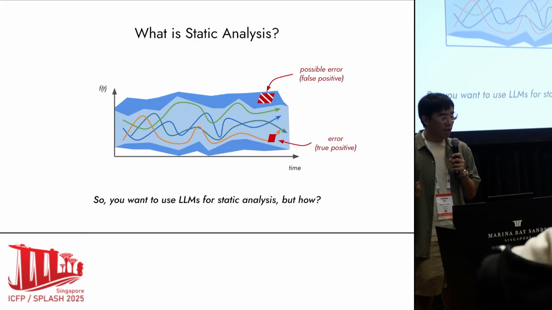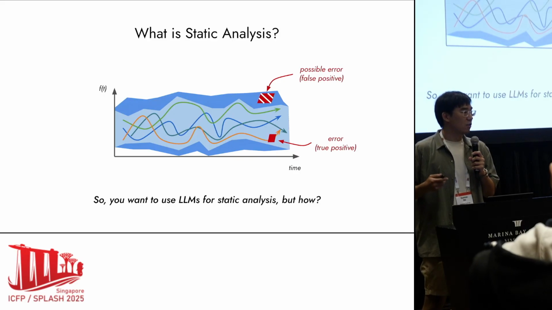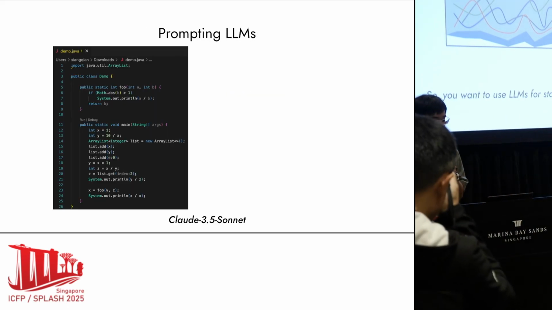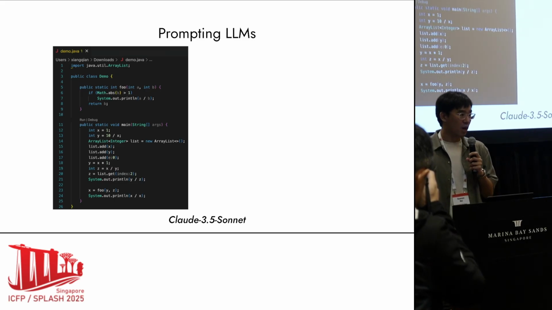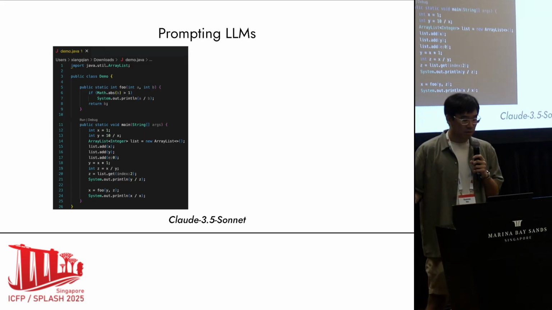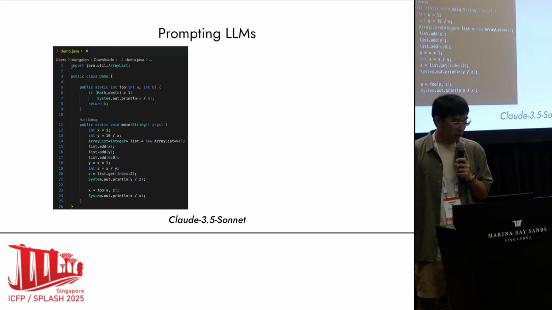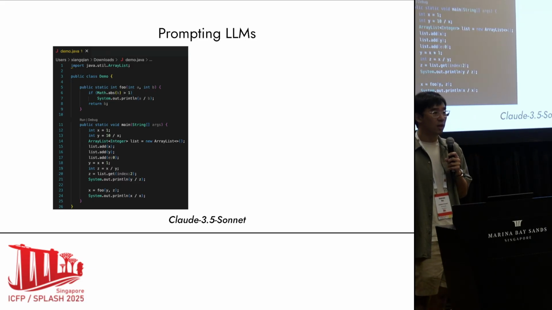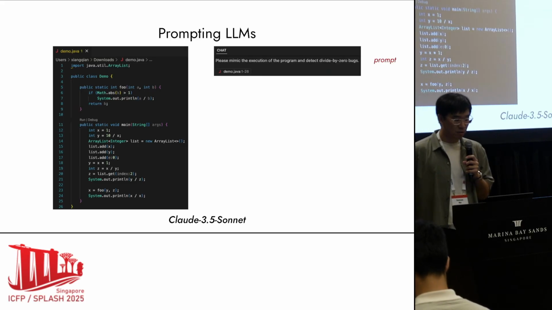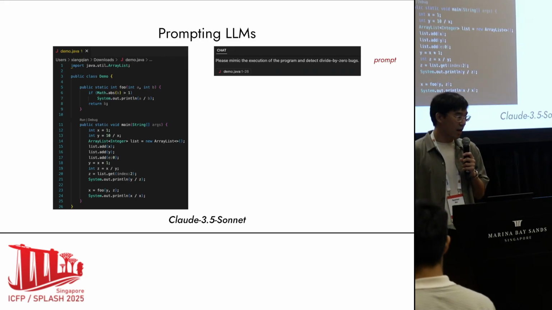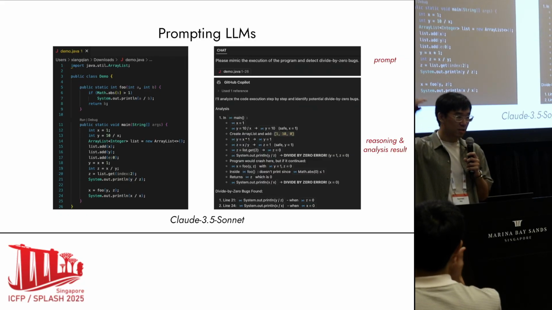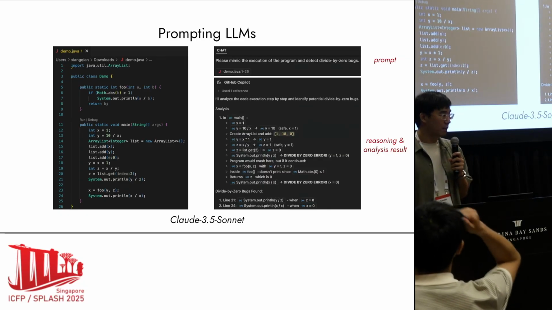Now, we want to use LLMs to do this kind of static analysis. The problem is how to do that. A popular way is to just prompt the language model. Here we have a Java program doing some numeric operations, and we can have a prompt asking the language model to mimic the execution and detect division by zero errors. And the language model indeed does a good job. It generates traces describing the execution and reports some errors.